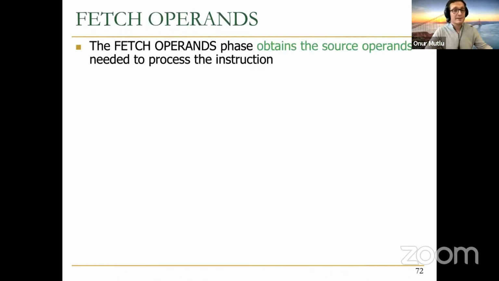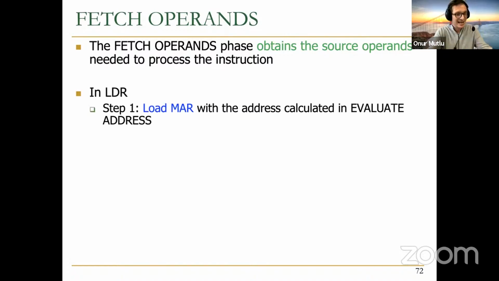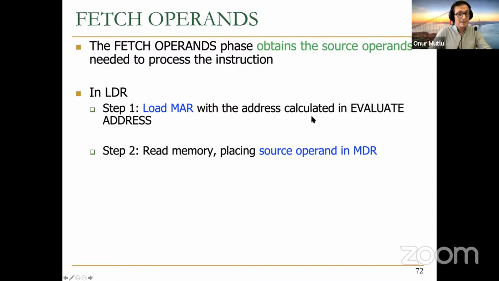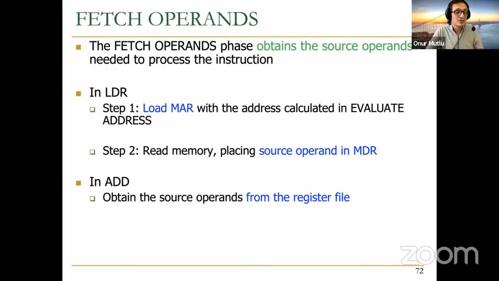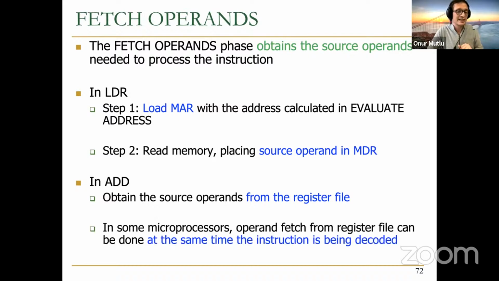Okay, the fetch operands phase obtains the first operands needed to process the instruction. In LDR, we need to load the memory address register with the address value calculated in the previous evaluate address phase. Then read memory, placing the source operand in MDR. And then in add, we obtain the source operands from the register file. So let's take a look at that. But in some microprocessors, operand fetch from the register file can actually be done at the same time the instruction is being decoded. So you can play tricks to maximize your performance. You don't have to do it exactly in this phase if you can do it earlier, right?